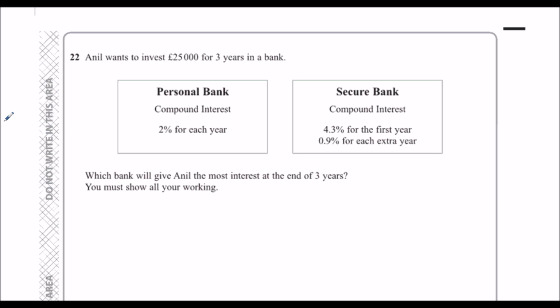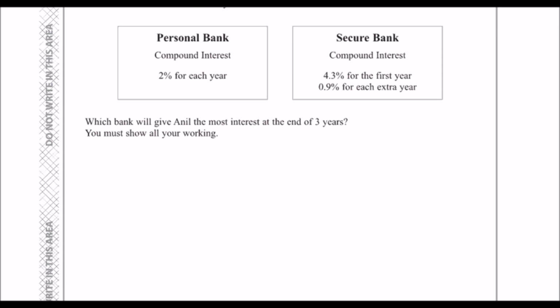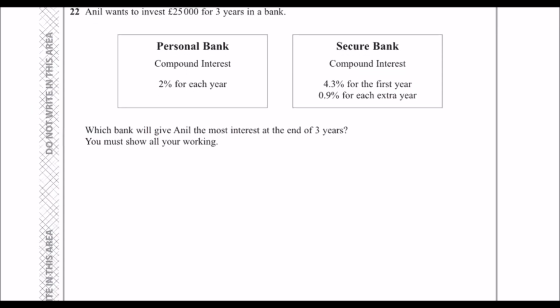Okay, question 22. Anil wants to invest 25,000 for 3 years in a bank. So we can go to personal bank, where compound interest is 2% for each year, or the secure bank with compound interest 4.3% in the first year and then 0.9% in each extra year. So which bank shall we go to?